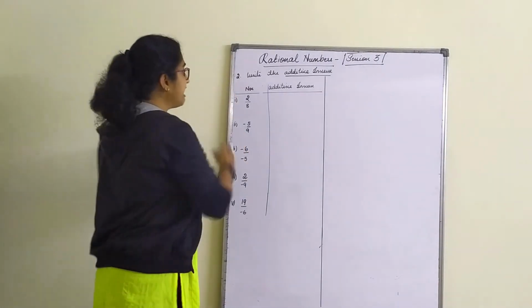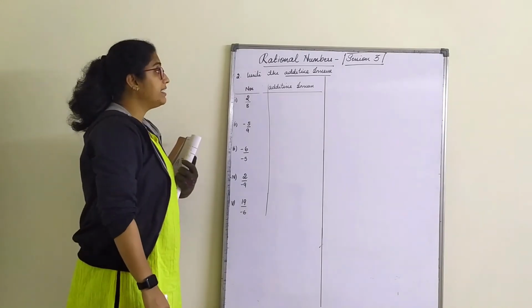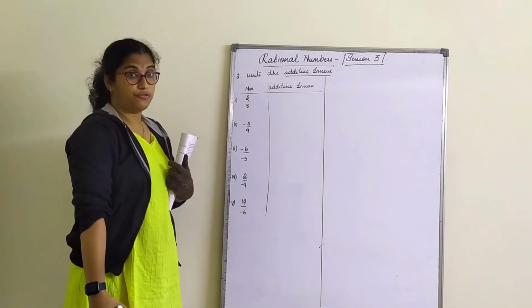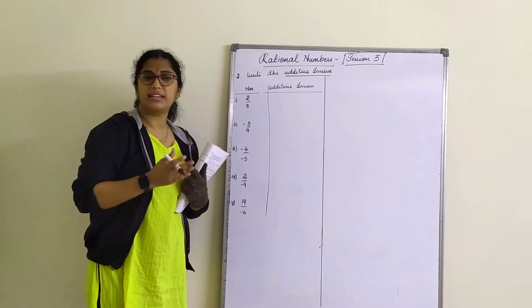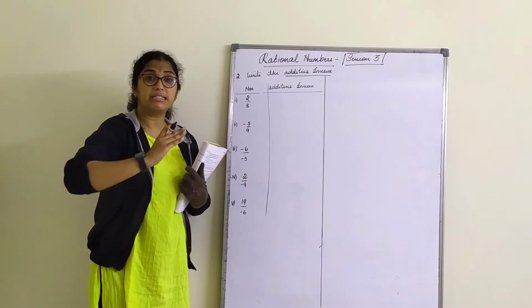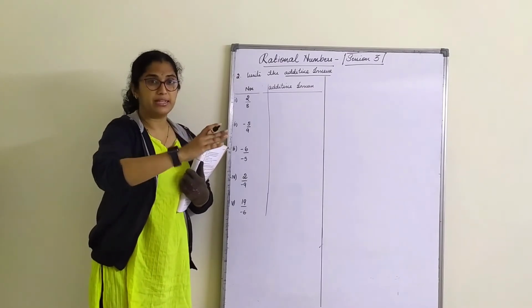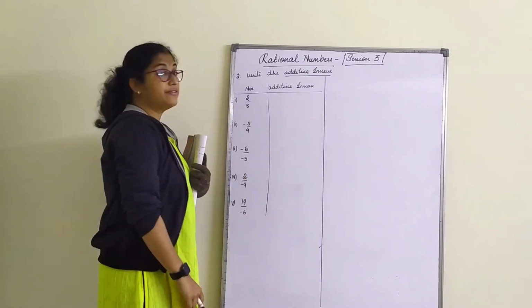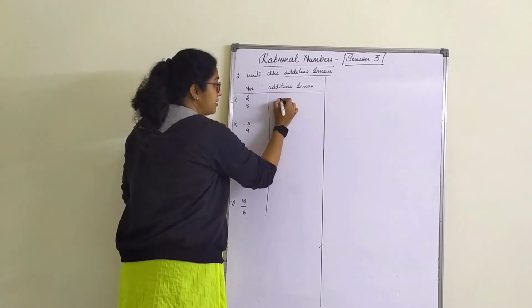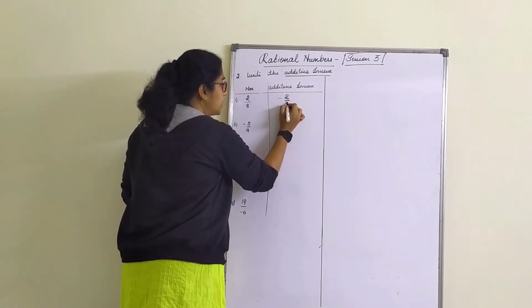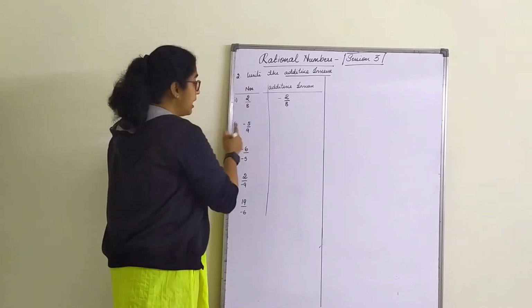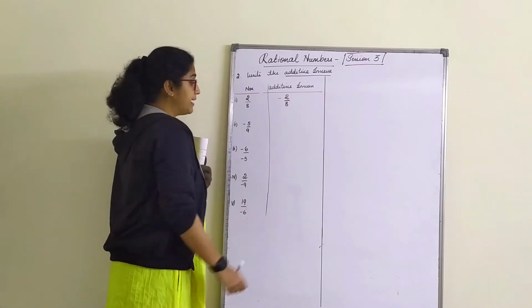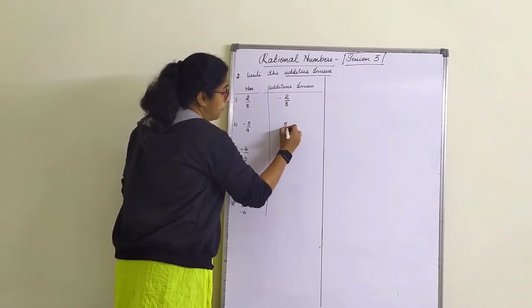We'll start the second one. They have asked, write the additive inverse of. We know the additive inverse. Now what is additive inverse? Just to recall, it is the opposite sign. If it is plus, minus. If it is minus, plus. Right? Additive inverse of 2 by 8 is minus 2 by 8. Only the sign will change. Additive inverse of minus 5 by 9 is plus 5 by 9.